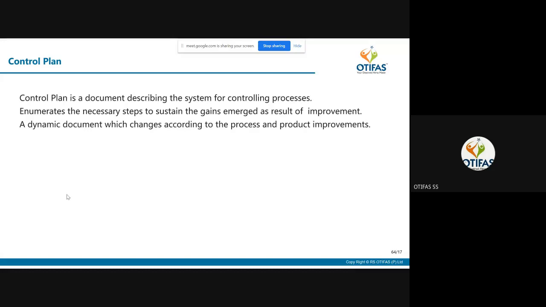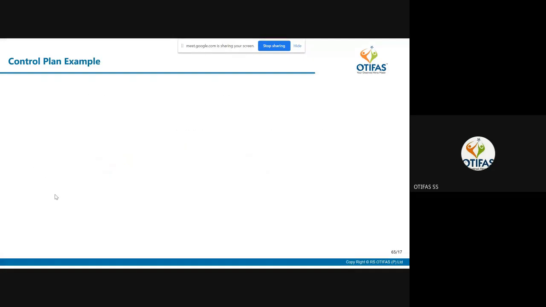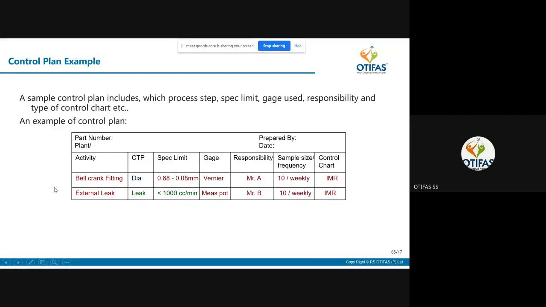And control plan. A control plan is a document describing the system for controlling the process. It gives you the complete details, for example, the part number, who prepared it, the control limit, then the activity. For example, in that hydraulic component repair section, these are the two things that were affecting the leaks. So for these two processes, they made a control plan, like control clamp, bell crank fitting. During the fitting of the bell crank, what is the CTP, the diameter, what is the specification limit, it's 0.6 to 0.8. What is the gauge to be used, who is responsible for this, the samples, who will go to check it weekly, you have to take 10 samples. And what is the chart that we are going to use? Individual moving range chart. This way, for the most critical CTPs, you will have a control plan.